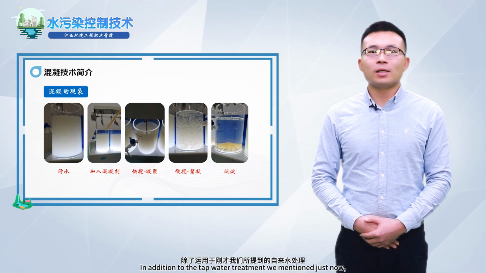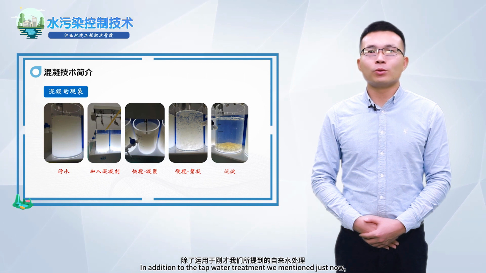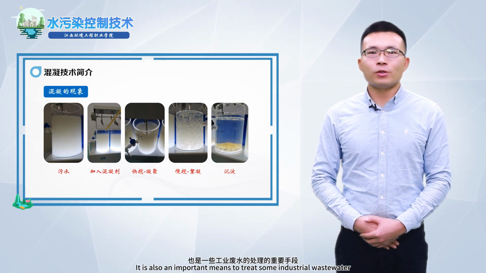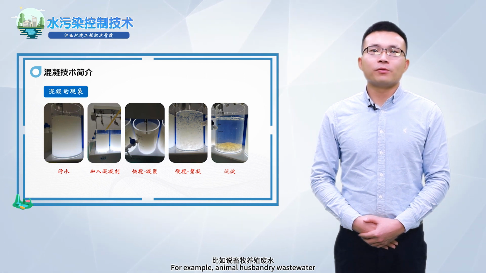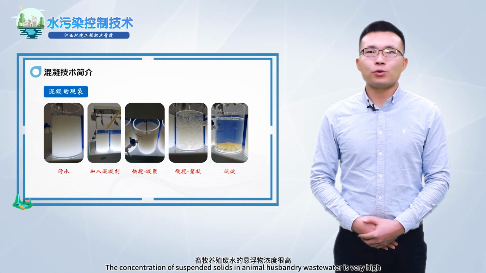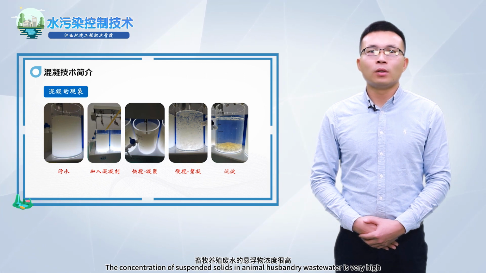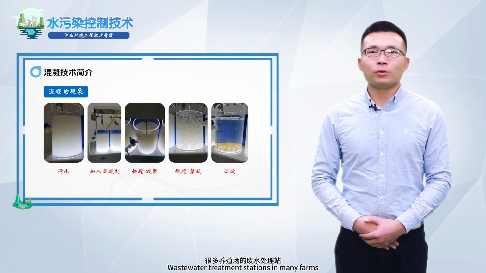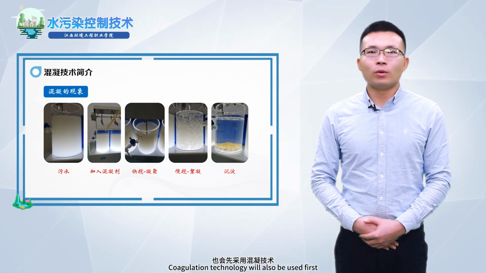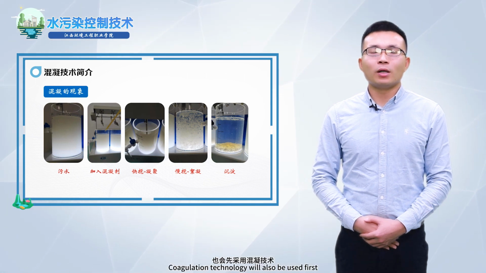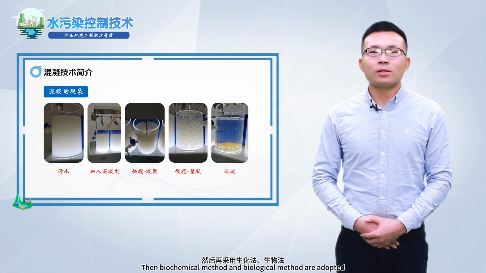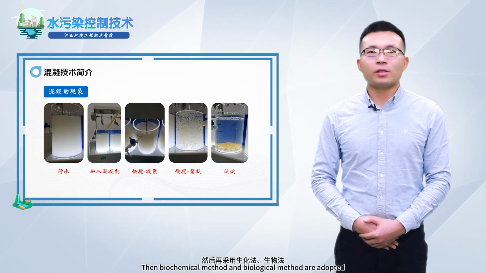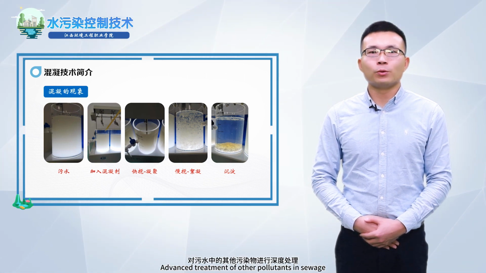In addition to the tap water treatment we mentioned just now, it is also an important means to treat some industrial wastewater, for example, animal husbandry wastewater. The concentration of suspended solids in animal husbandry wastewater is very high. In wastewater treatment stations in many farms, coagulation technology will also be used first to remove SS, that is, suspended solids, from the water. Then biochemical and biological methods are adopted for advanced treatment of other pollutants in the sewage.